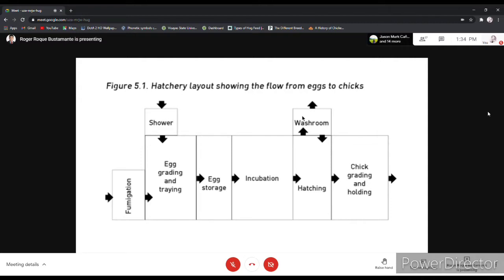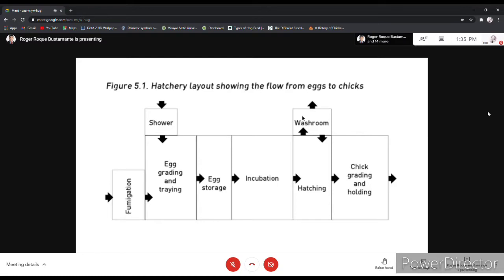And there are still other processes they undergo in order to control and maintain the quality of the output. So the final one in the hatchery is chick grading prior to distribution. So that's the flow of the hatchery.